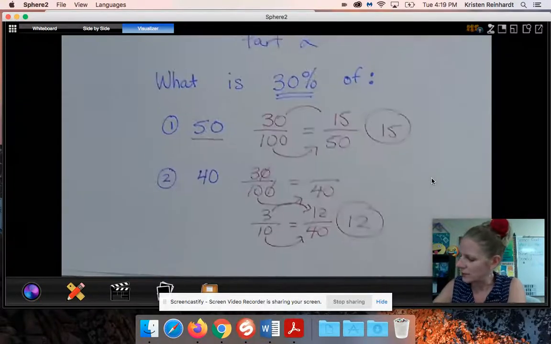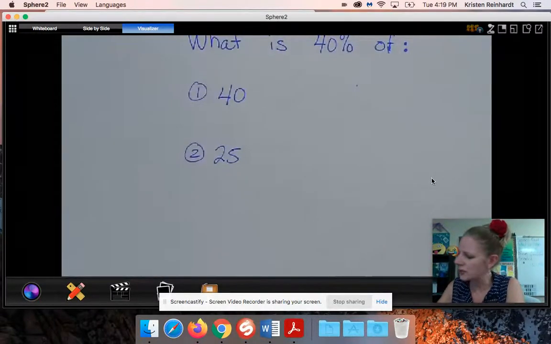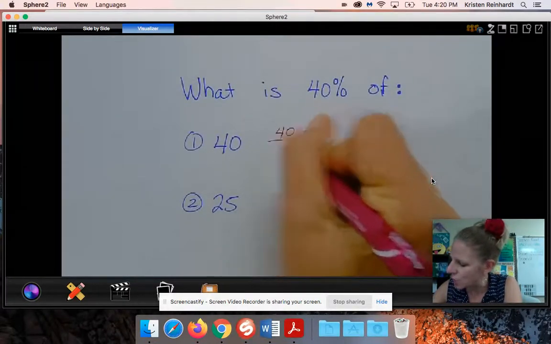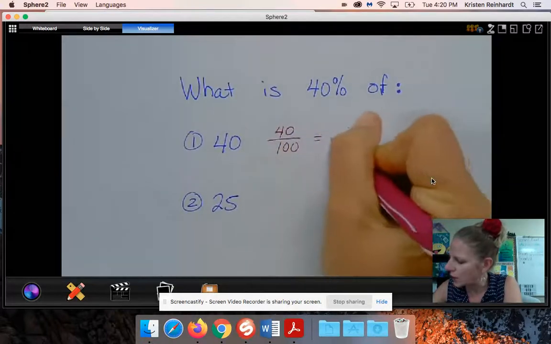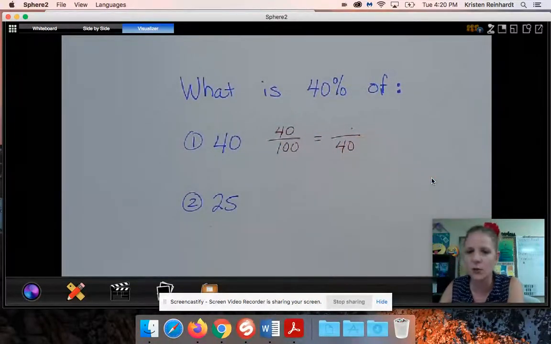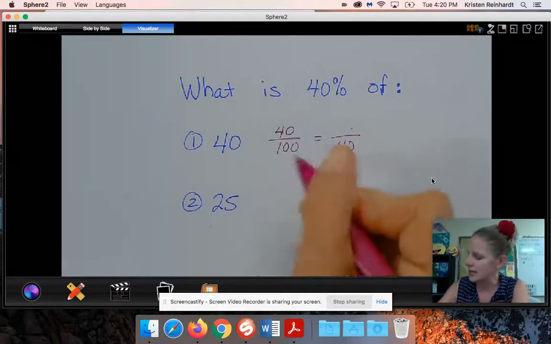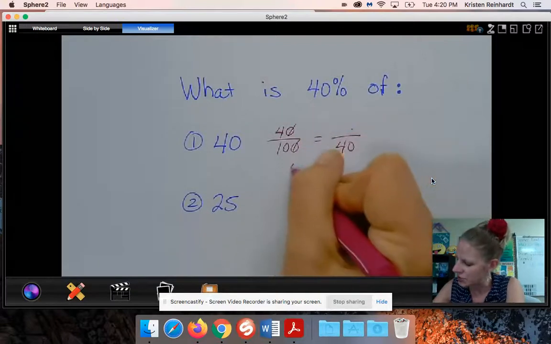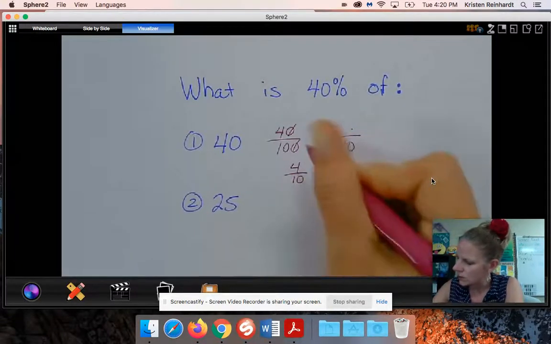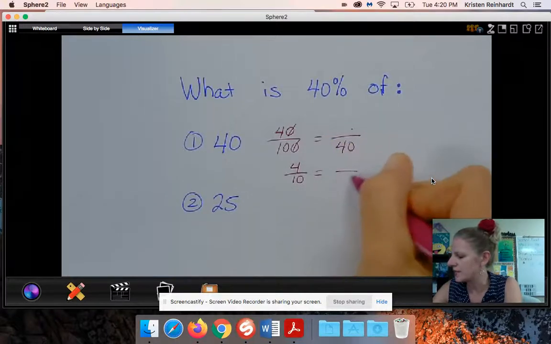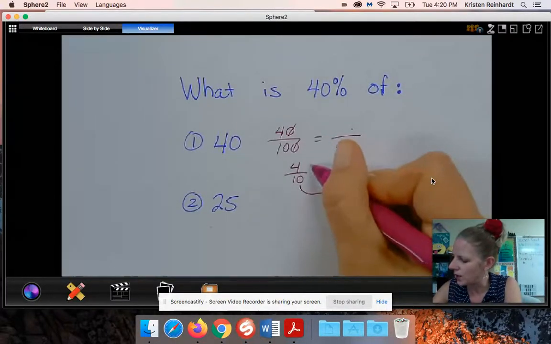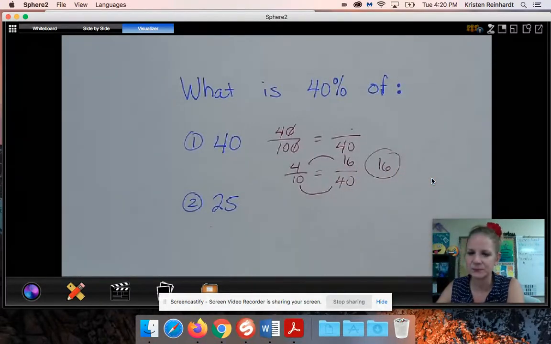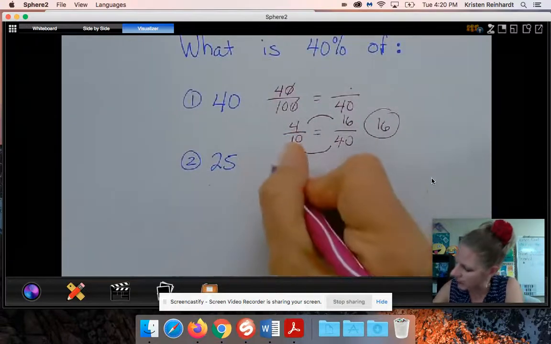All right, let's try a few more examples. How about 40% of 40? Remember how we set it up? Percent over 100 equals part over whole, where 40 is going to be the whole. Again, I cannot make 100 into 40, so I need to simplify the fraction. 40% simplifies to 4/10. Then I can go times 4, times 4. It's 16.